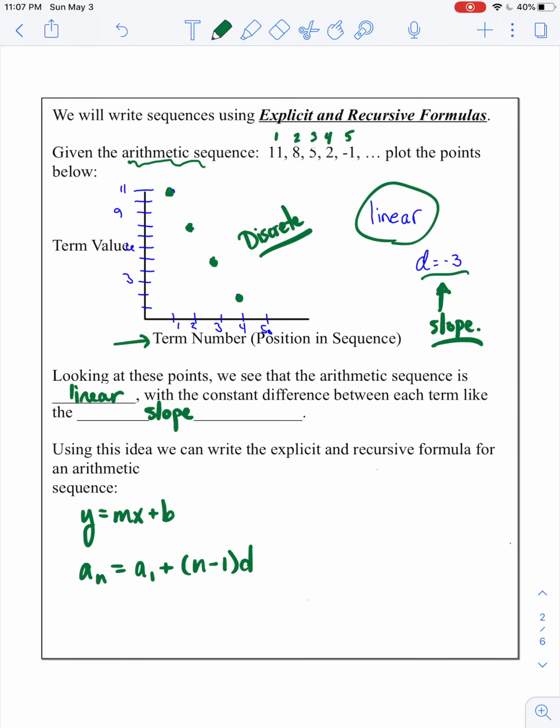I'll tell you what all those things mean. We use subscripts to denote the term number. When we say a subscript n, we are saying the nth term of the sequence. A sub 1, or as I like to call it, A1, steak sauce, is the first term. And d is the difference, and n is the term number.